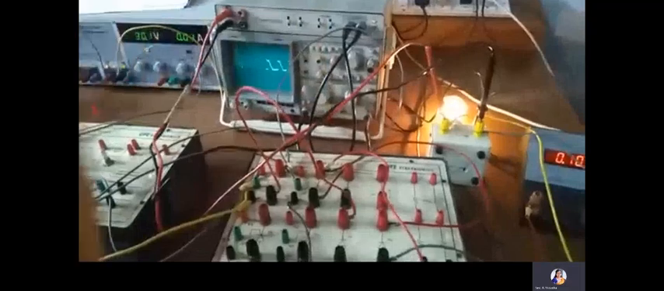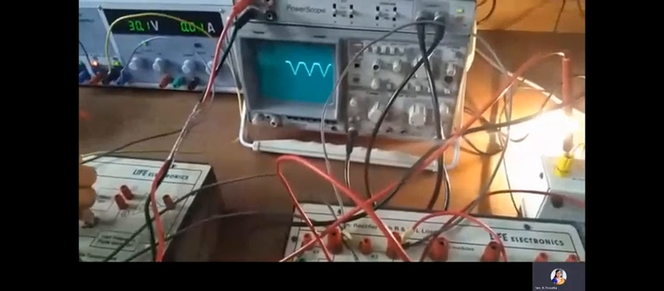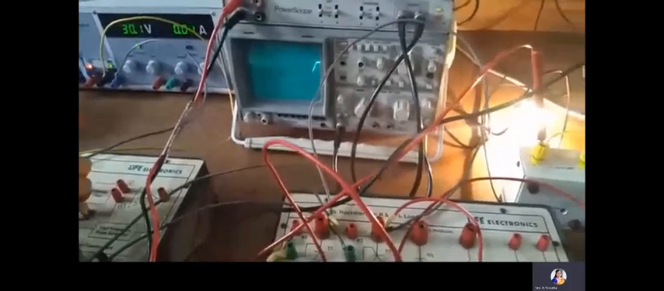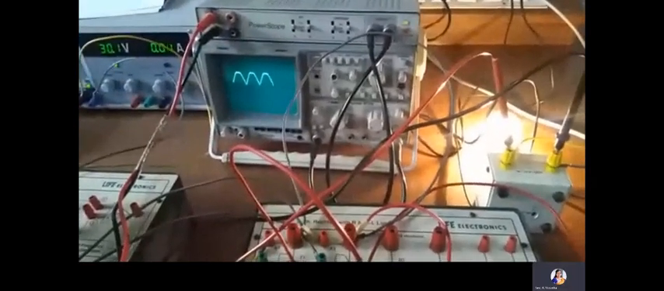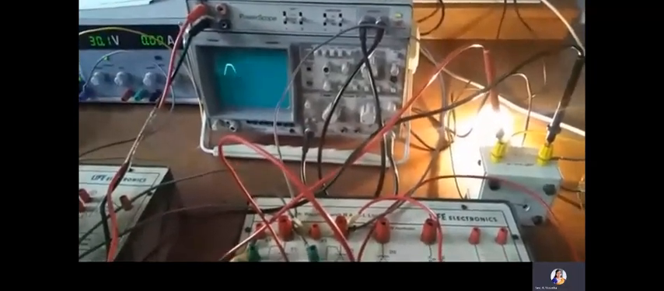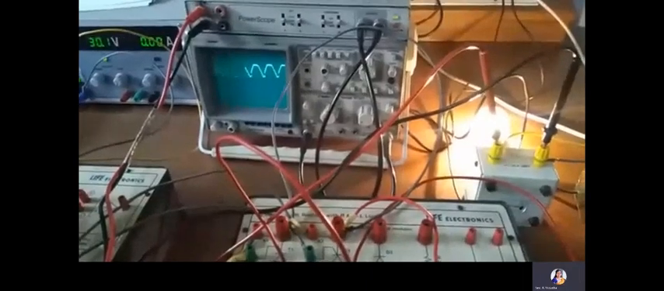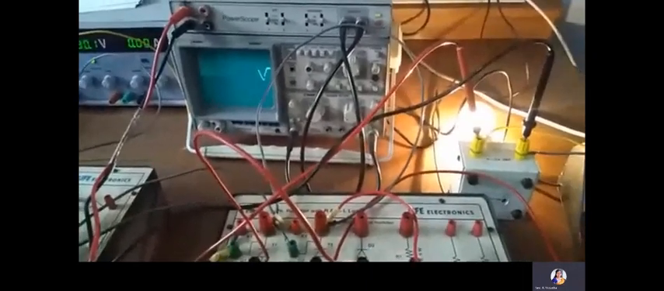Okay. Now, exactly the alpha is 90 degree. I can vary the alpha here. This is R load, so I have connected the CRO across resistive load. Now what I am going to do, I am going to vary alpha. Now alpha is equal to 18 degree.